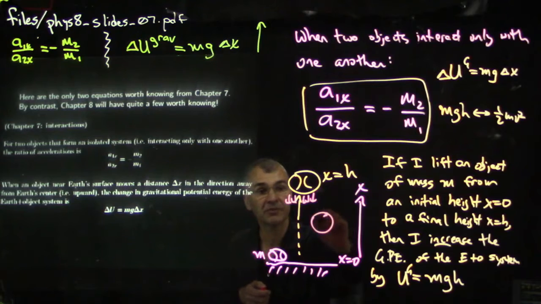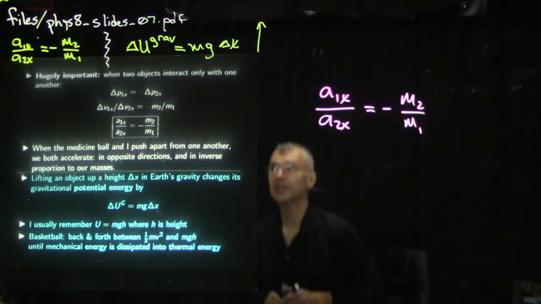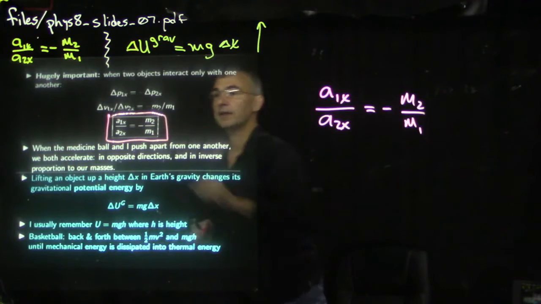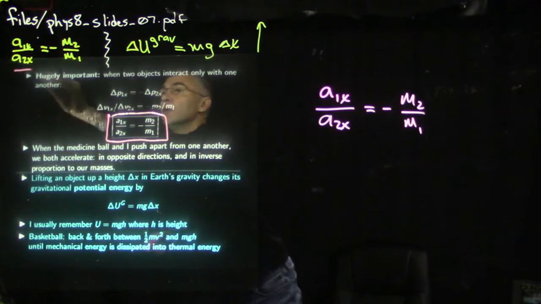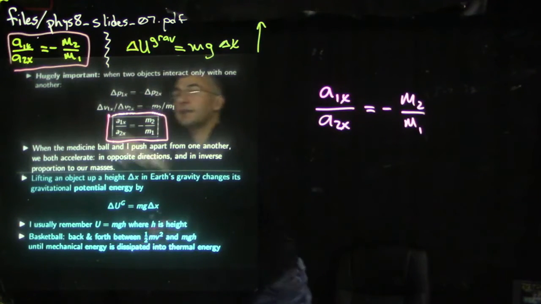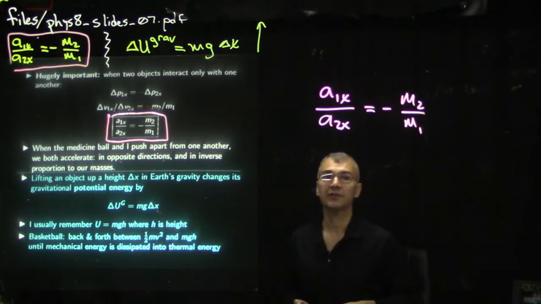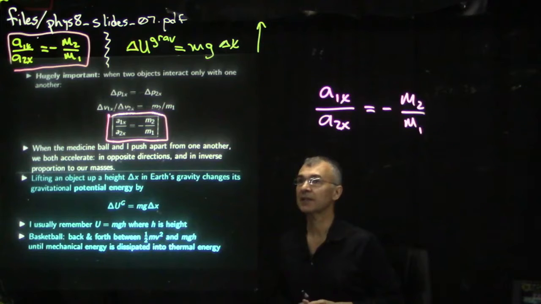If the ball just heats up, then you've got all the molecules of the ball just jiggling back and forth in random directions a little bit faster. That's a little bit of a tricky concept. Okay, so again, result 1 from Chapter 7: a1x over a2x is minus m2 over m1. This is if two objects interact only with one another, and their interaction is along the x-axis.